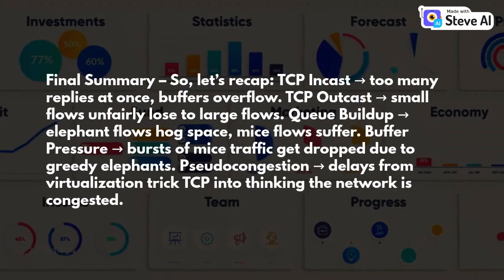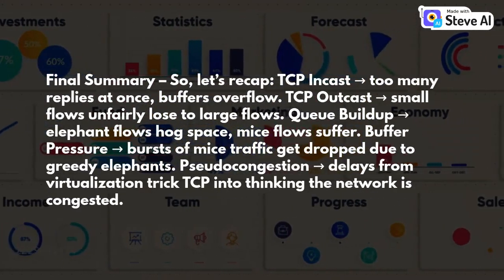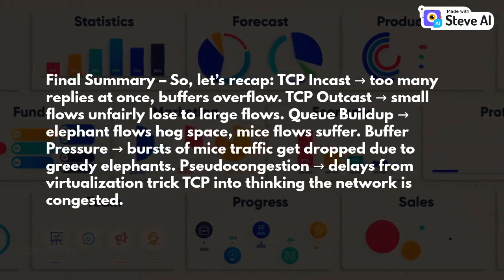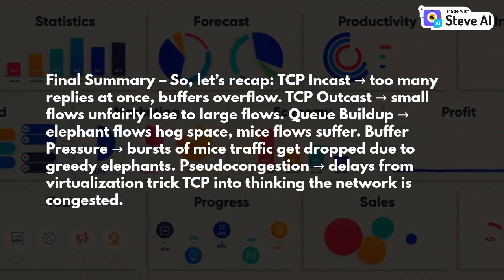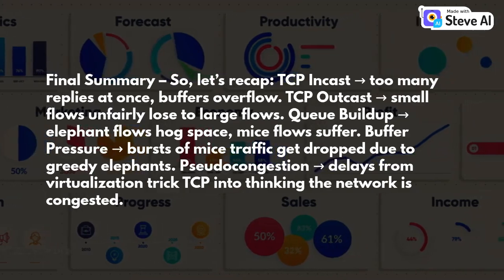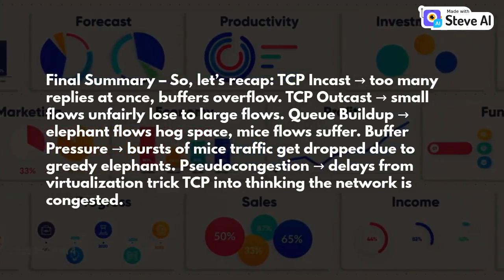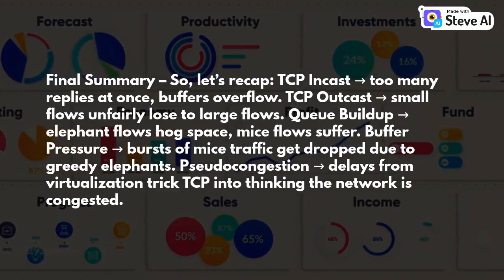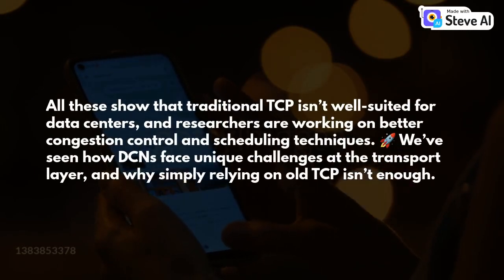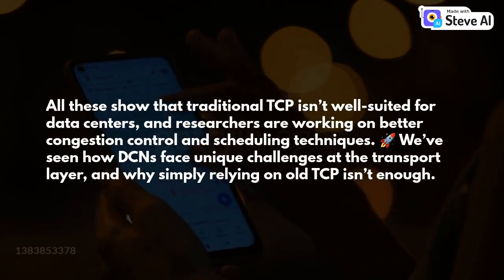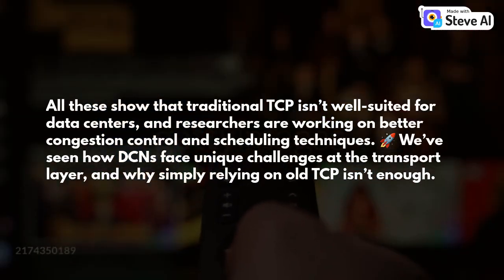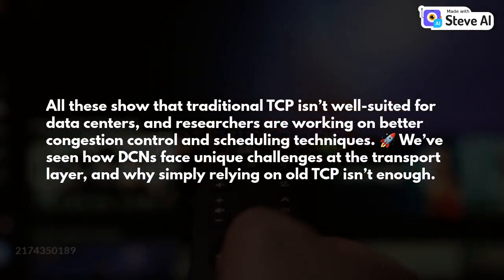Final summary. So, let's recap. TCP Incast: too many replies at once, buffers overflow. TCP Outcast: small flows unfairly lose to large flows. Queue buildup: elephant flows hog space, mice flows suffer. Buffer pressure: bursts of mice traffic get dropped due to greedy elephants. Pseudocongestion: delays from virtualization trick TCP into thinking the network is congested. All these show that traditional TCP isn't well suited for data centers, and researchers are working on better congestion control and scheduling techniques. We've seen how DCNs face unique challenges at the transport layer, and why simply relying on old TCP isn't enough.